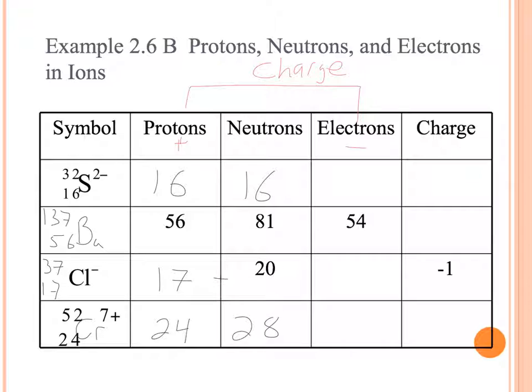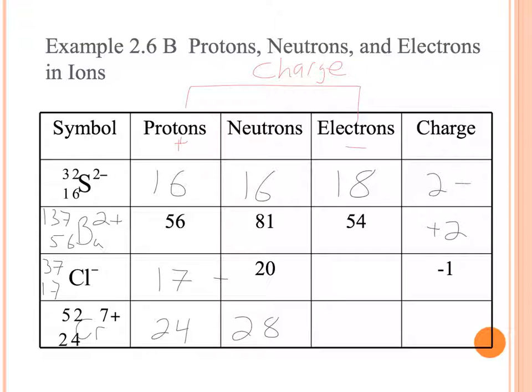Electrons, now this is different. Since my charge is -2, I have 2 extra electrons than protons. Since I have 16 protons, I need 18 to get 2 extra. This barium, I've got 56 and 54. I have more protons. How many more? 2 more. So this is going to be 2 plus.